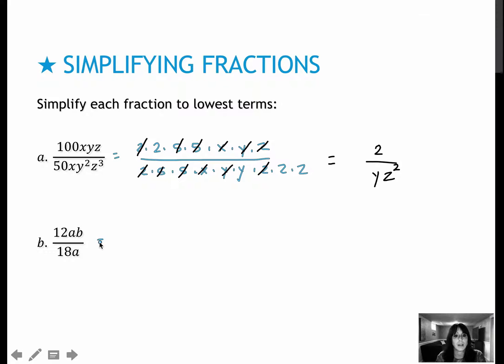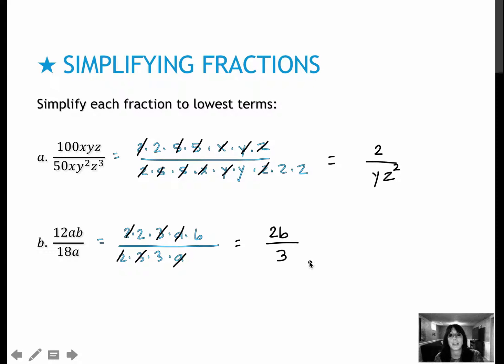For my next one, 12 is 2 times 2 times 3, and then of course I just write a times b. 18 is 2 times 3 times 3, and a. I'm going to cancel a pair of 2's and a pair of 3's and a pair of a's, which leaves me with 2b for my numerator and 3 for my denominator.